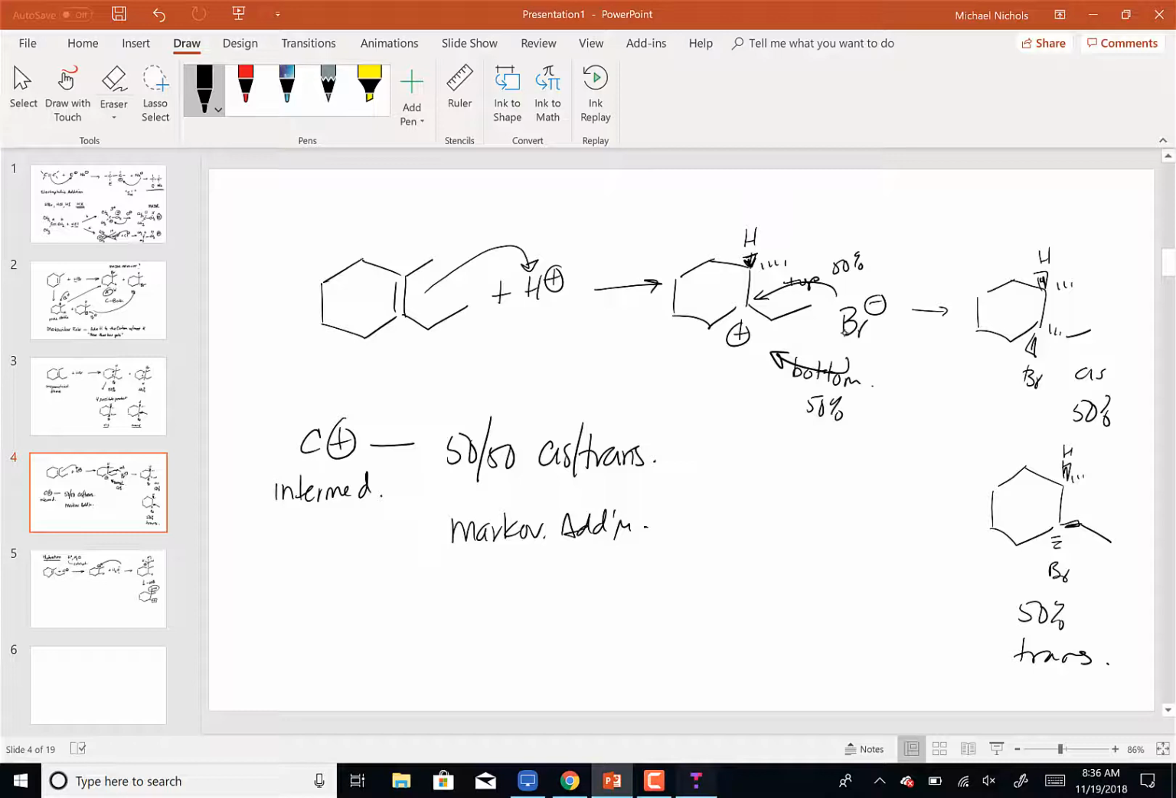And how do you think the H and the water add? 100% cis, 100% trans, 50-50. 50-50, why? Carbocation. That's all you got to say. Goes through a carbocation intermediate, therefore it's 50-50. So I just add another reaction on. There's 4.